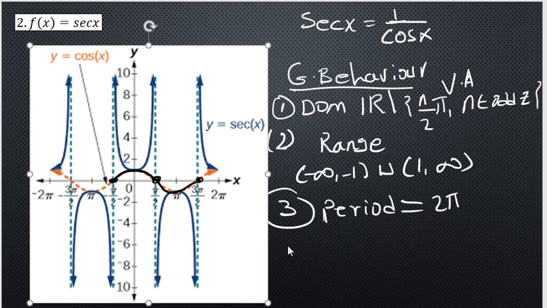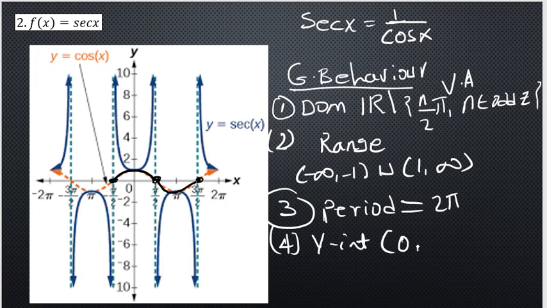Number 4: it has a y-intercept, but no x-intercept. The y-intercept is at (0, 1), but no x-intercept. These are some points that you need to remember about sec.